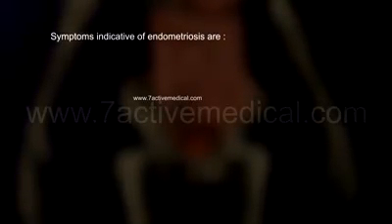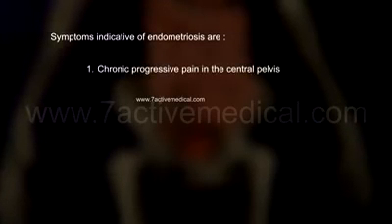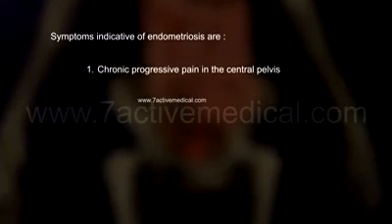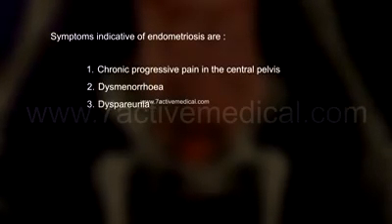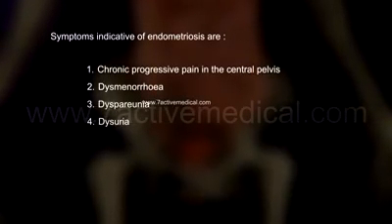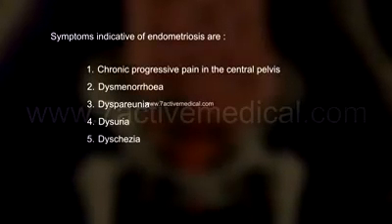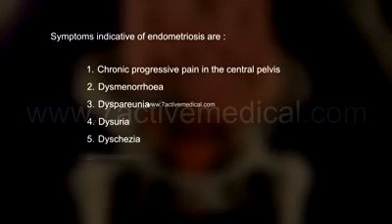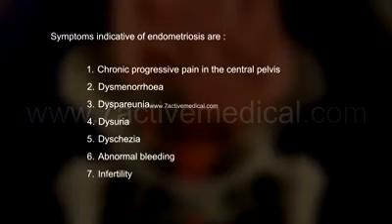Symptoms indicative of endometriosis are chronic progressive pain in the central pelvis, dysmenorrhea, dyspareunia, dysuria, dyschezia, abnormal bleeding, infertility.